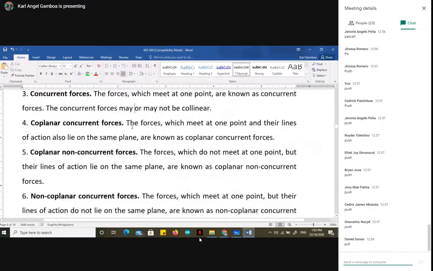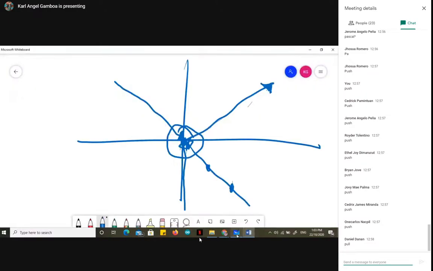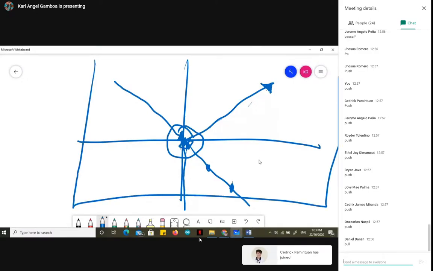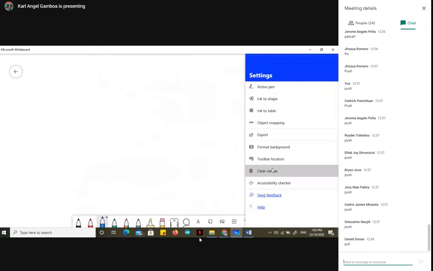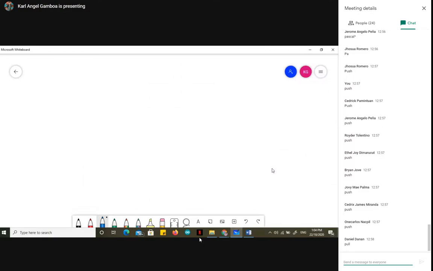Next, coplanar concurrent. So these are the forces that meet at one point and also at the same plane. So for example, ito, imagine nyo, this is x-axis. So yan ay example ngayon ng coplanar and concurrent. For example, ganito, gawa natin ng 3D. So madali sana yung buhay kung AutoCAD. For example, ayan. Ayan.